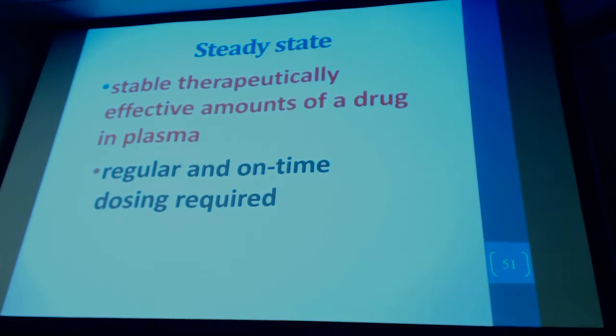It's very important that we try to give medications on time, because what we're trying to do is keep that blood level stable. There are certain drugs that you will learn about that must be given on time. Anti-HIV drugs, immunosuppressants after a solid organ transplant.